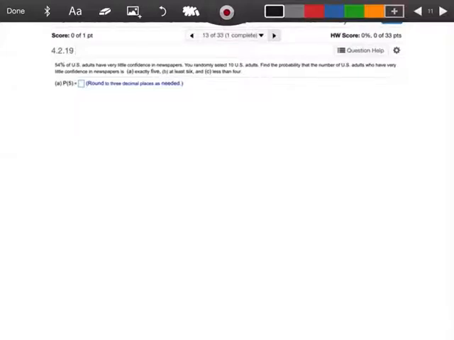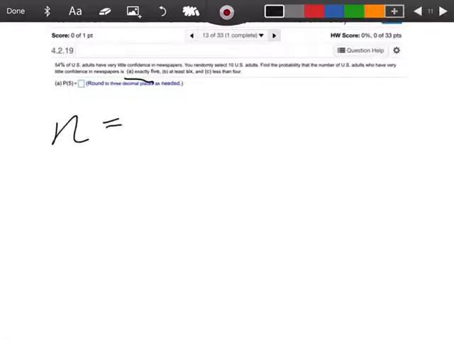This is number 13 out of the review session as well. It says 54% of U.S. adults have very little confidence in newspapers. You randomly select 10 U.S. adults. Find the probability that the number of U.S. adults who have little confidence in newspapers, let's do part A first, is exactly 5.